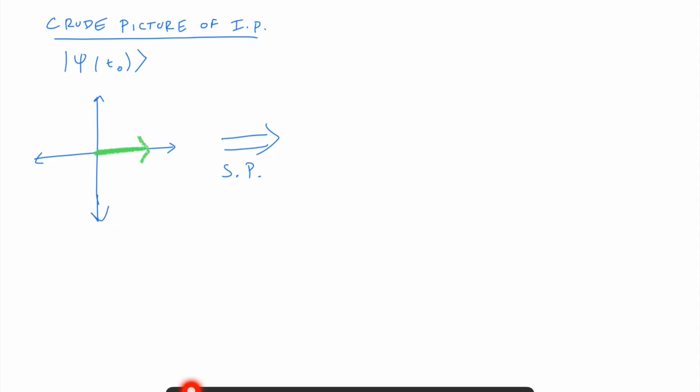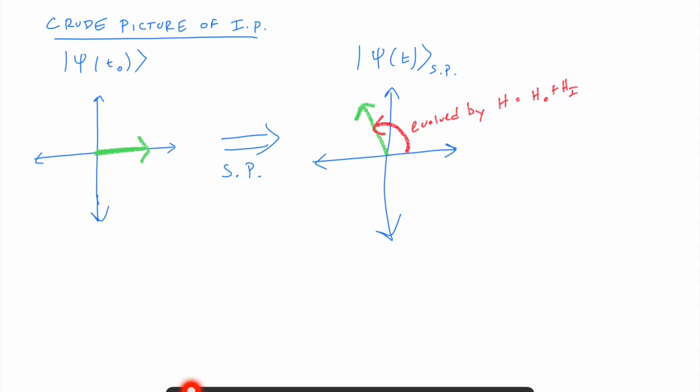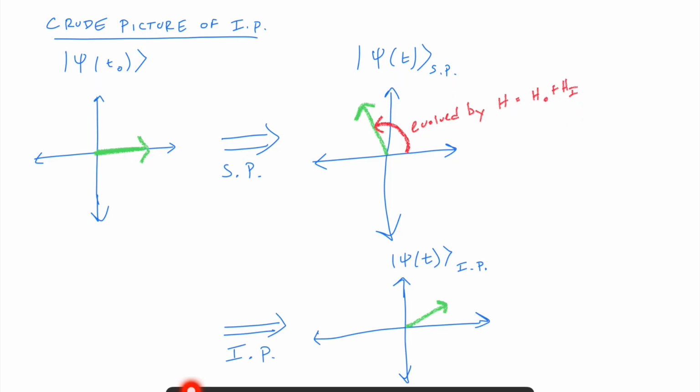time t0. In the Schrödinger picture, the state will evolve to some new state as time goes on, so at some later time t, instead of t naught, this vector, if it's not an eigenstate of the Hamiltonian, will evolve to something different, like this over here. And that's getting evolved by the full Hamiltonian, H equals H naught plus H_I. But in the interaction picture, you have also evolution of your state and your operators, but the state itself, in this crude picture, won't evolve as much.